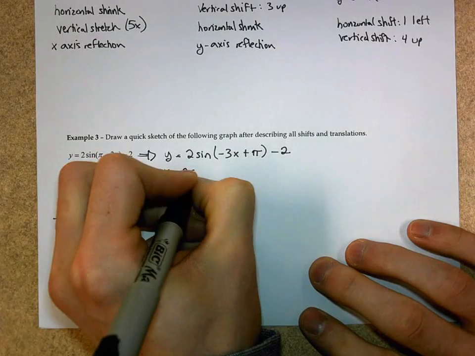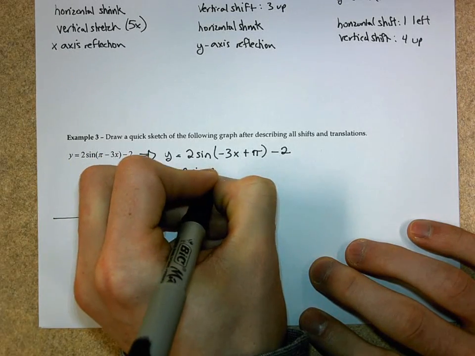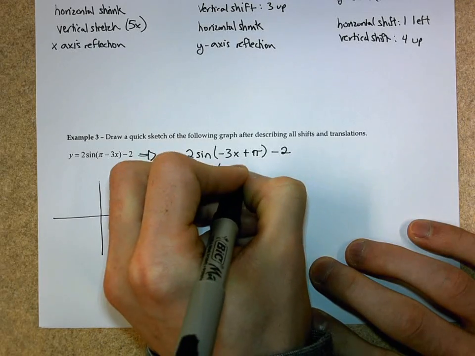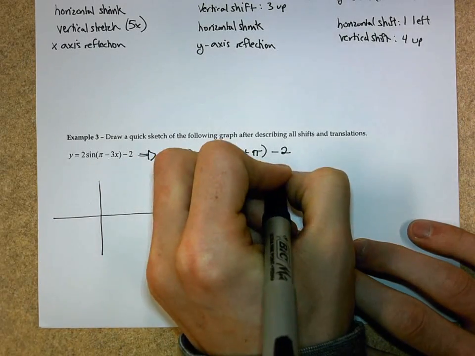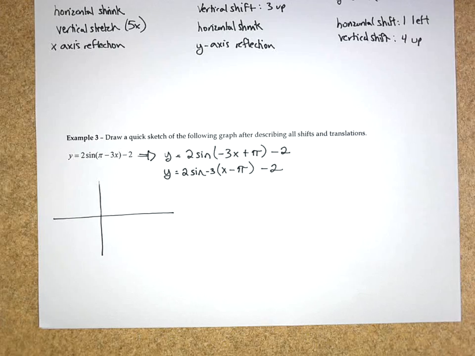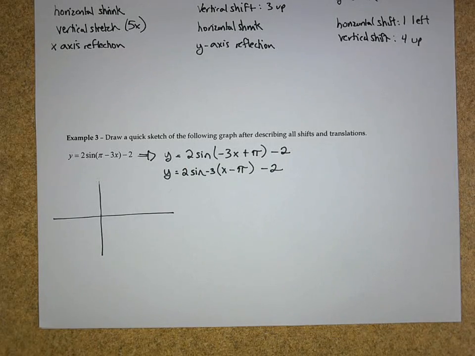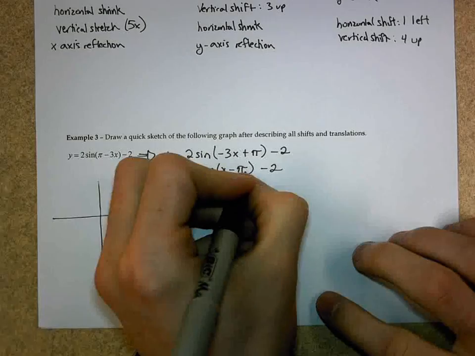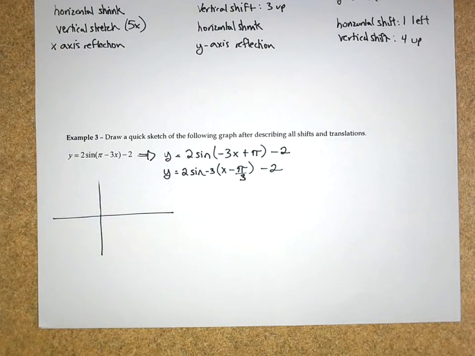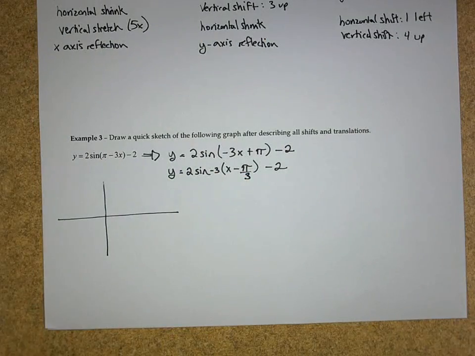So really what I'm dealing with is 2 sine of negative 3 times x minus pi, minus 2. I actually have to be careful with that, because if I factor out that negative 3, I've got to factor out a negative 3 from that too. So it's actually pi over 3. Let's be careful as we factor out both of those pieces. Now that I've got that factored down, I can begin to describe all the different things I see.